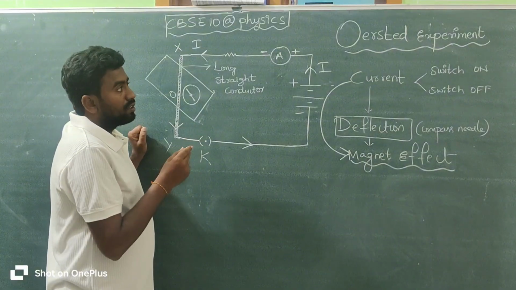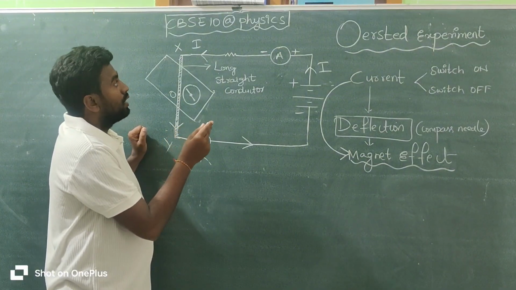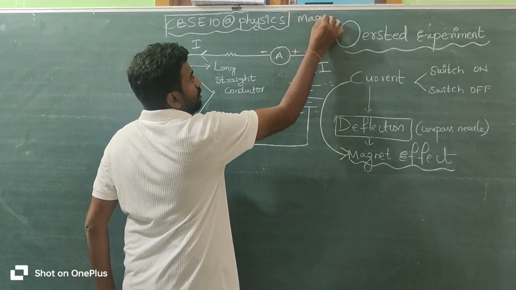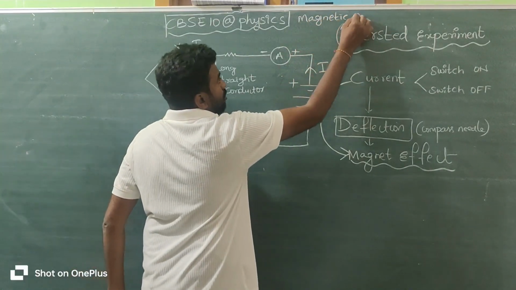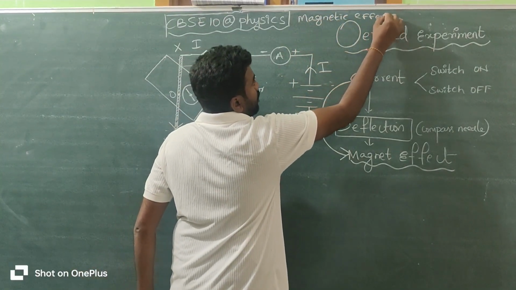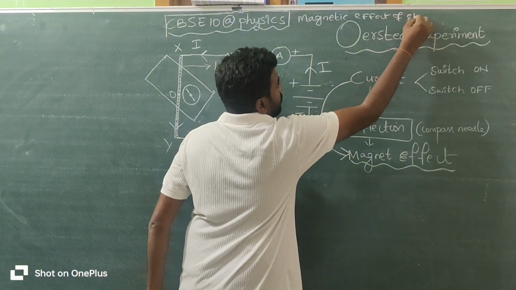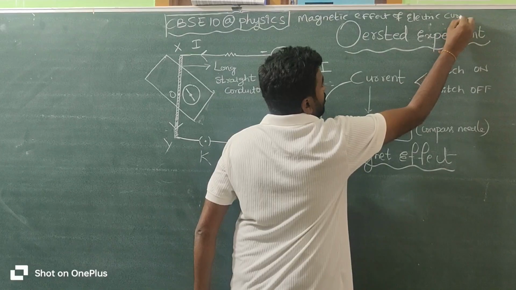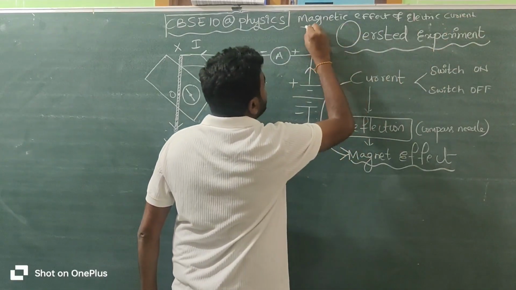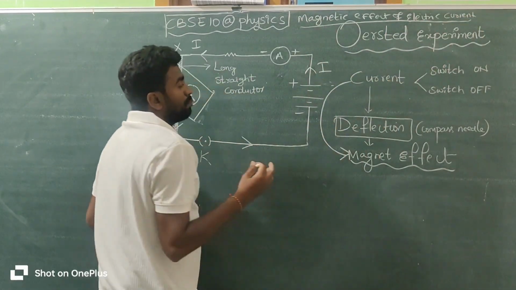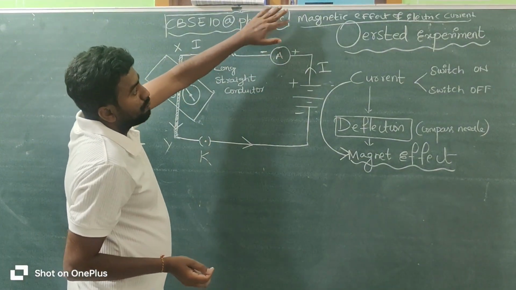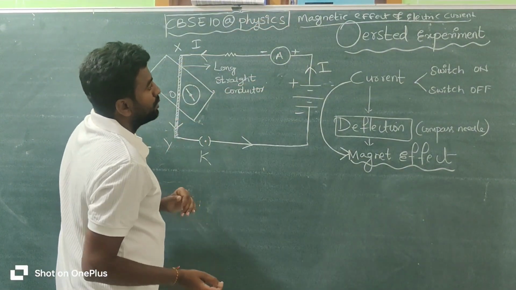In this revision series, I am first dealing with magnetic effects of electric current. Please do remember it is a revision series, a little bit faster than regular classes. In this chapter, the first topic is Oersted experiment.